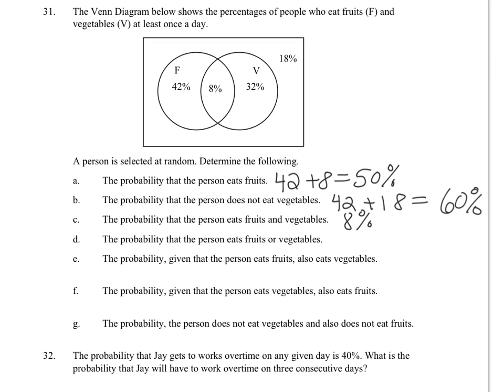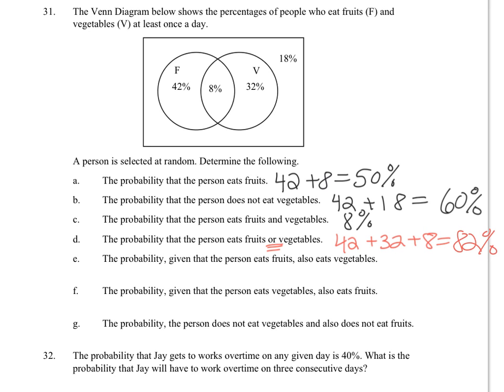Eats fruits or vegetables, so since it's an or, we can do the 42% plus the 32% plus the 8% and get 82%.